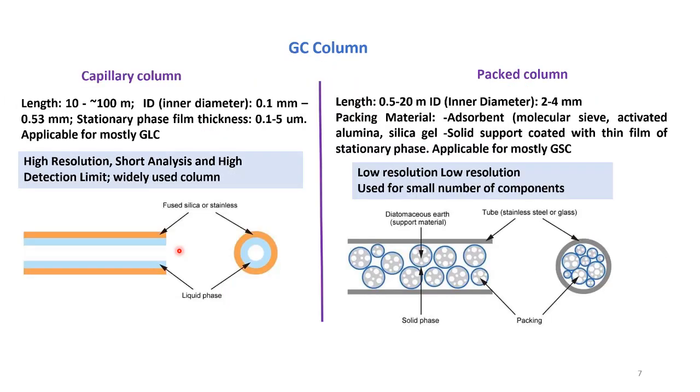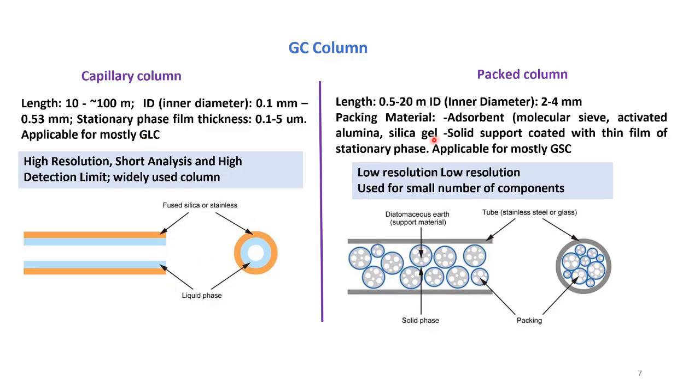Again, there are different column types for gas chromatography. The capillary column has a length of around 10 to 100 meters, an inner diameter of 0.1 mm to 0.53 mm, and a stationary phase film thickness of 0.1 to 5 micrometers. It is mostly applicable to all the GLCs, gas-liquid chromatography. It has very high resolution, the analysis time is short, and the detection limit is high as well. So this is a widely used column. Here we have a liquid phase on fused silica, and that's why we call it gas-liquid chromatography.